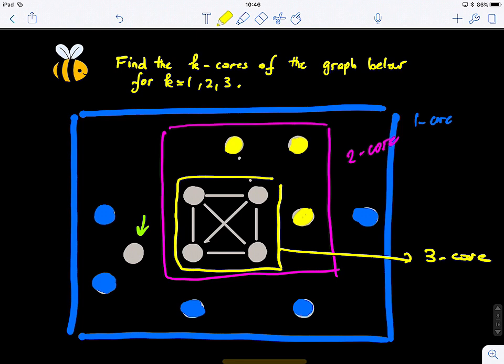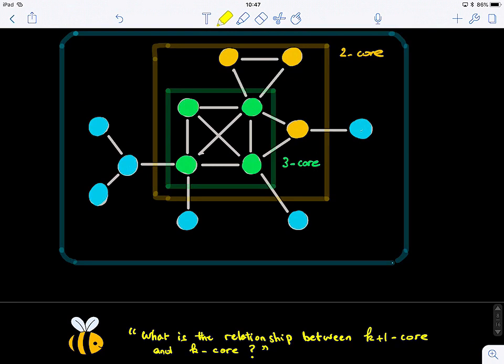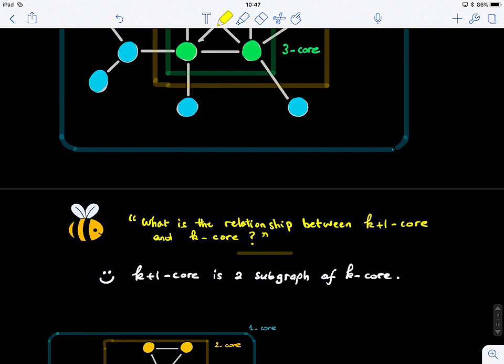Now let's look. This is it. So we have the one core, the two core, and the three core decomposition of your graph. Now, what is the relationship between the k plus one core and the k core? The k plus one is a subgraph of the k core. Okay, so that's easy. So it's a subgraph of the k core.